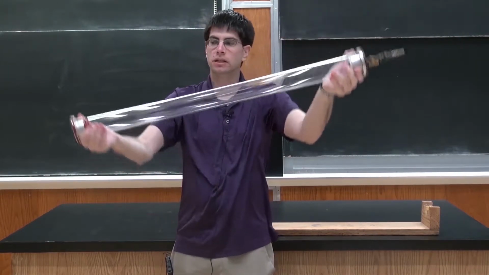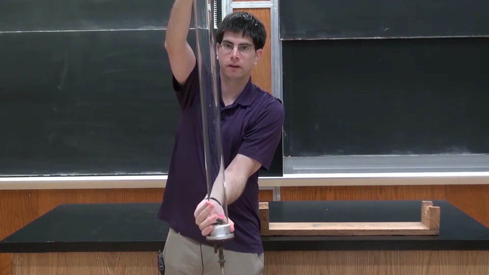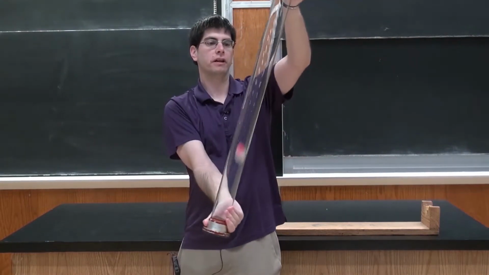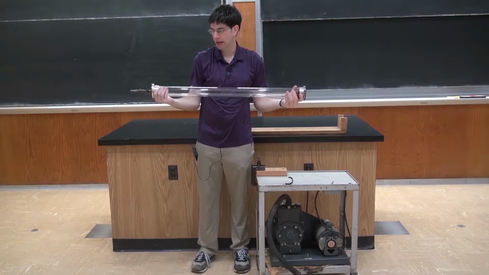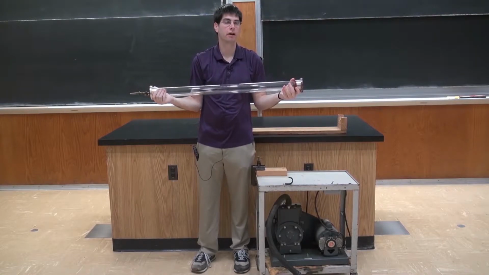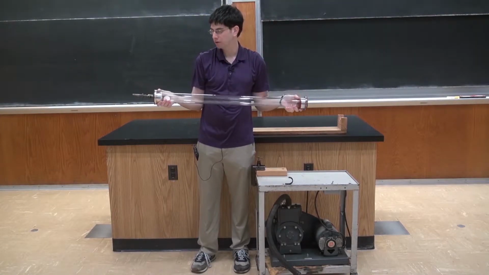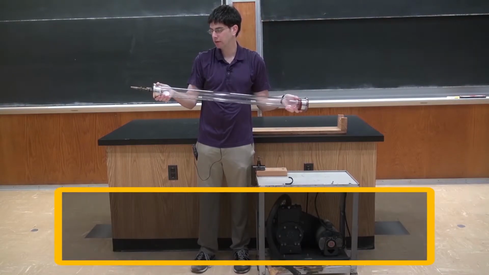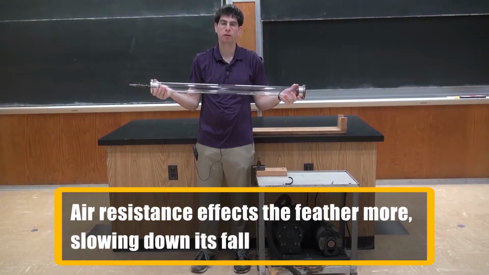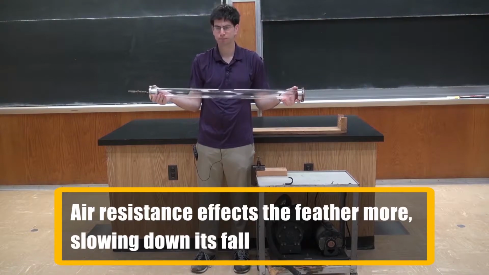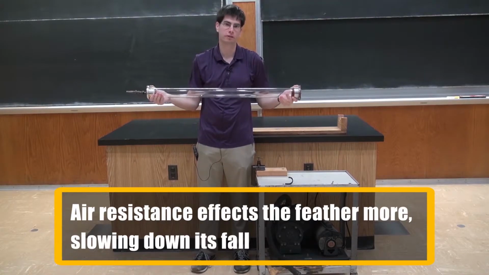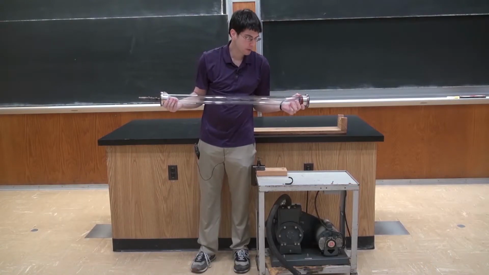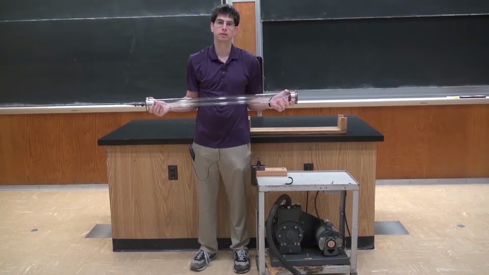So as you can see, the disc hits first, and it takes the feather a little while longer to hit the end. Why do you think that is? The answer is because the air in the tube is just like the air in our normal environment, which is everywhere, and the air resists the motion of the feather more than it resists the motion of the disc. Just like if you dropped a feather in real life, it would take longer to hit the ground than, for example, a tennis ball.